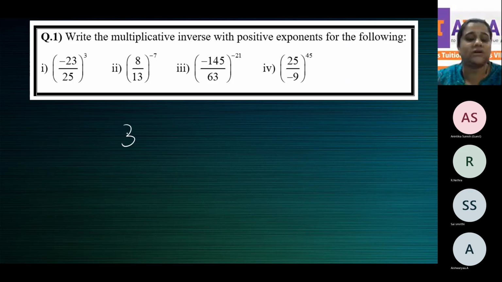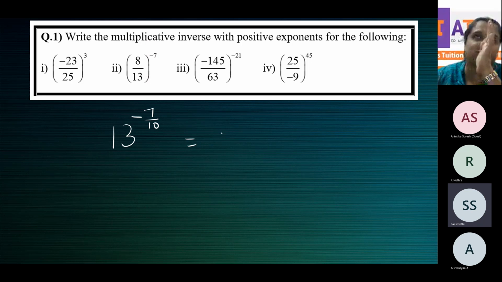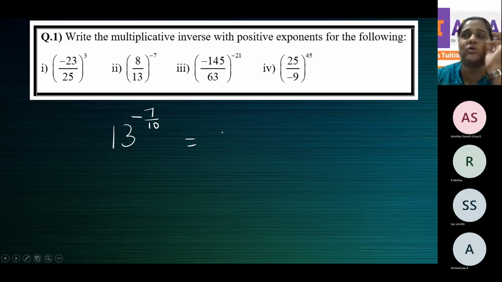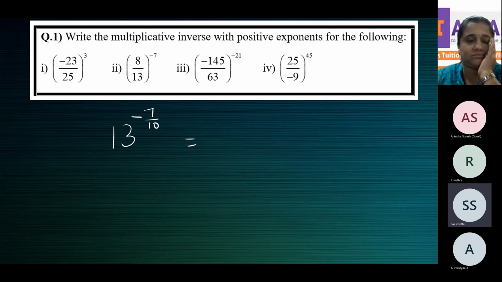What is 13 to the power minus 7 by 10 equal to? Tell me the rule first. What will you do to the base? What will you do to the power? Reciprocal of the base is negative. Okay, we'll do that first. Yes, very good.